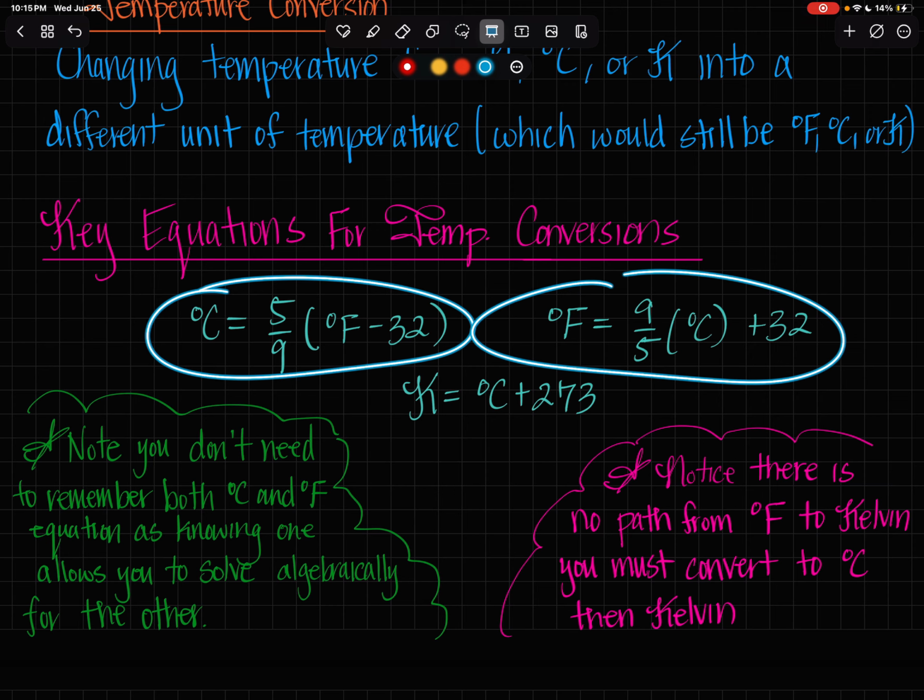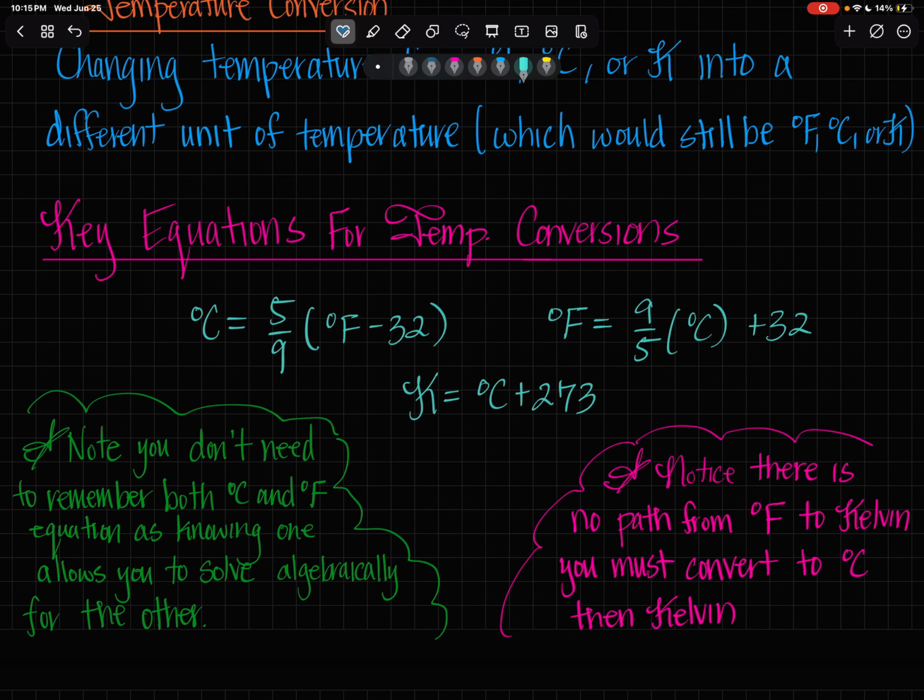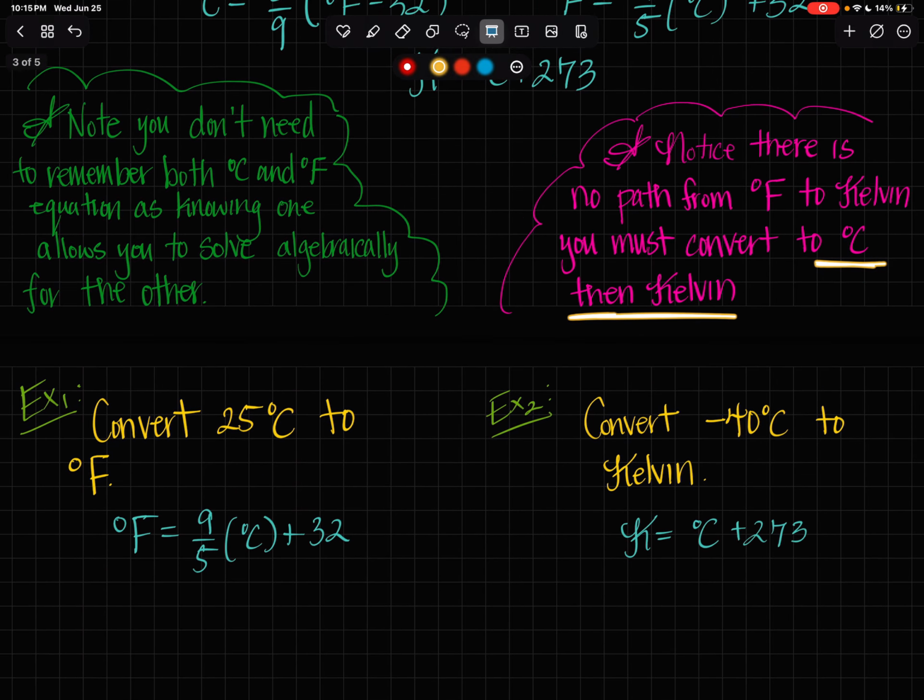Also, notice there is no direct path from degrees Fahrenheit to Kelvin. You must convert to degrees Celsius, then Kelvin. So this is something to note whenever you have a Fahrenheit to Kelvin equation. So let's move into some examples.